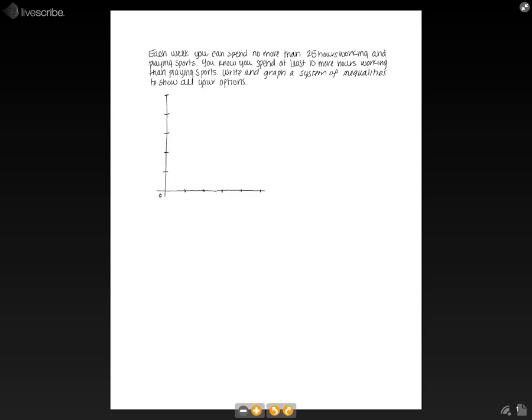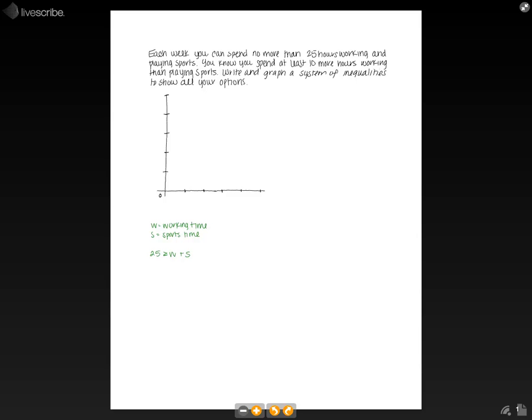Alright, so the first thing is that we need to write out these inequalities. So first let's define our variables. Let's say W is equal to working time and S is equal to sports time. Alright, so the first sentence says each week you could spend no more than 25 hours working and playing sports. So that means that the time you spend working and playing sports has to be less than or equal to 25. Alright, so that's our first equation.